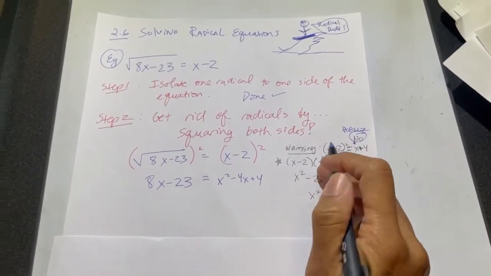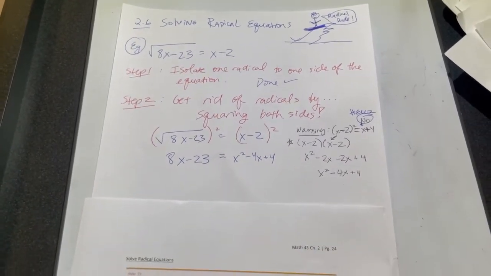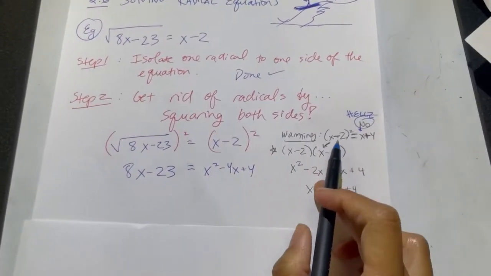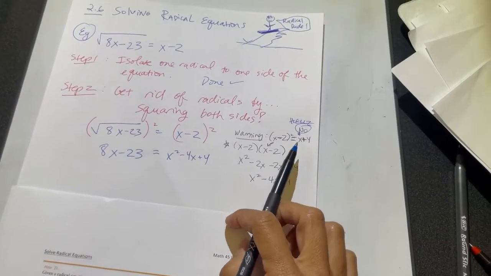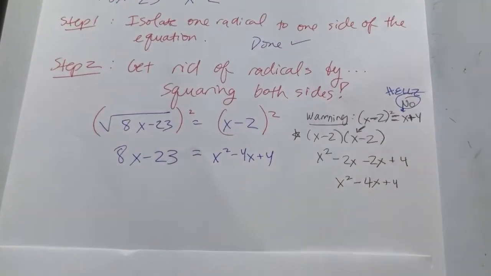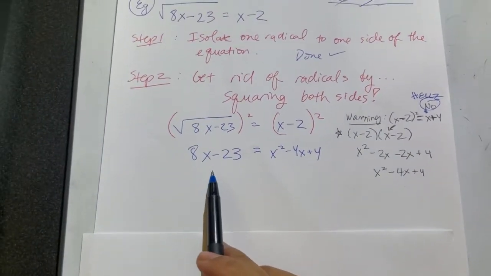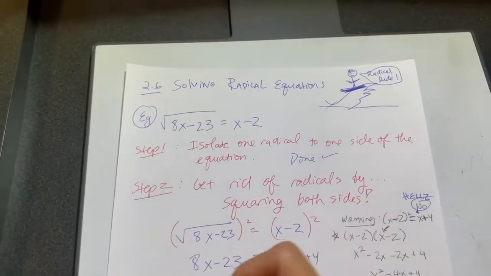Remember, x minus 2 squared is x minus 2 times x minus 2. FOIL the whole thing out, right? Don't do any shortcuts, or the middle term doesn't cancel out. It only cancels out if it was x minus 2 times x plus 2. It was a conjugate. Alrighty. So we got rid of the radical. Awesome. Now what?